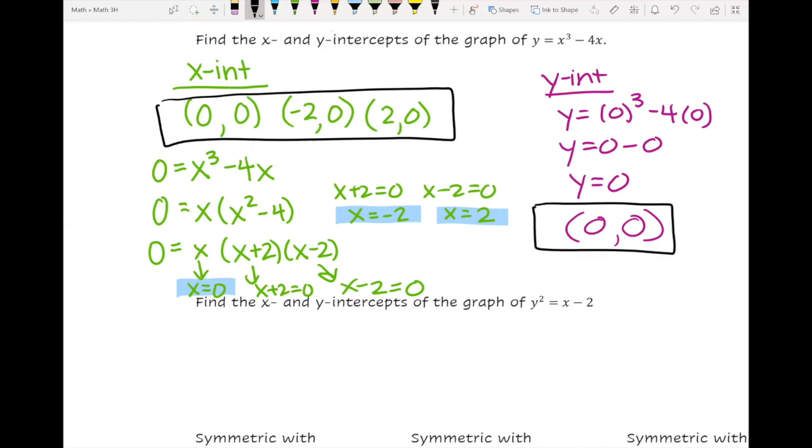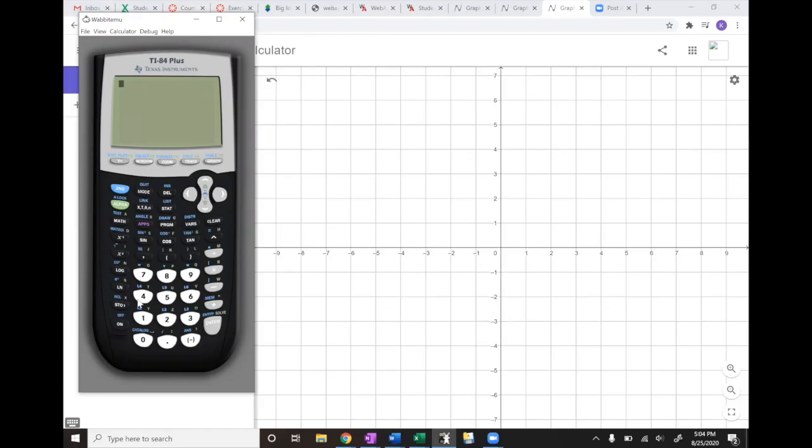Now to check your answer, you can put this on a graphing calculator, you can put it in Desmos or GeoGebra, and check and see if you got it right. Okay, so I'm looking at a graphing calculator, and under the y equals menu, I'm going to enter our function x cubed minus 4x, and as I graph it, I'm looking to see if I have the correct intercepts, which, okay, it looks like I have 1, 2, 3 x-intercepts, and then it hits 0, 0 for a y-intercept as well. So this is a good way to look and see if I got the correct answer.